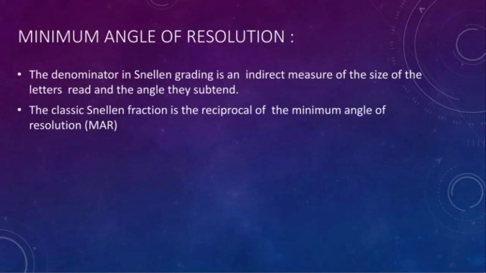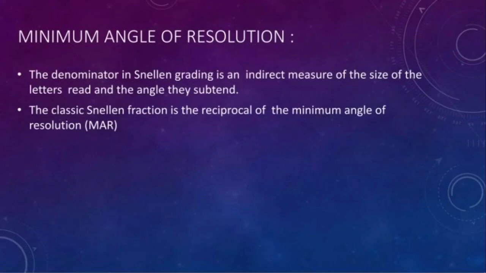Visual angle. Snellen acuity is based on the principle that the smallest letter on the chart that can be resolved at a distance of 60 feet or 6 meters corresponds to a visual angle of 5 minutes of arc. This means that the letter subtends an angle of 5 minutes at the eye.